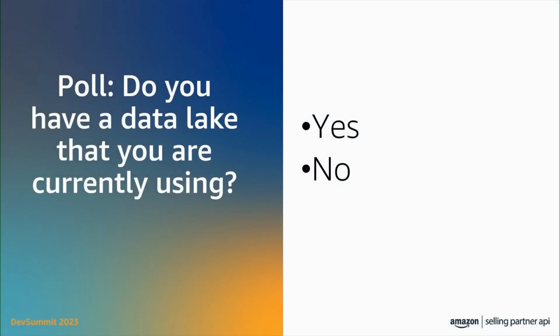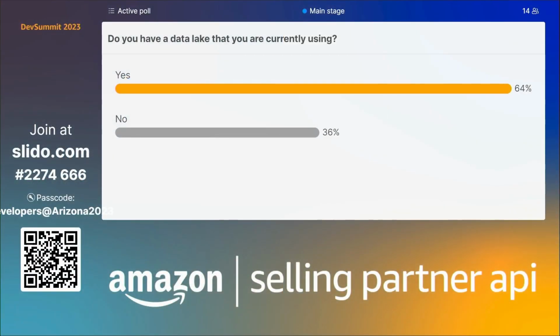We have a poll here. Using your Slidos, if you guys can take a few seconds to just answer, do you have a data lake that you're currently using? All right. 73% of the folks are using data lakes. That's great. Or the no's are rising. The no's are catching up. This is very interesting. 40% now. I guess it's a mix. It's a half and half. Let's go with that.